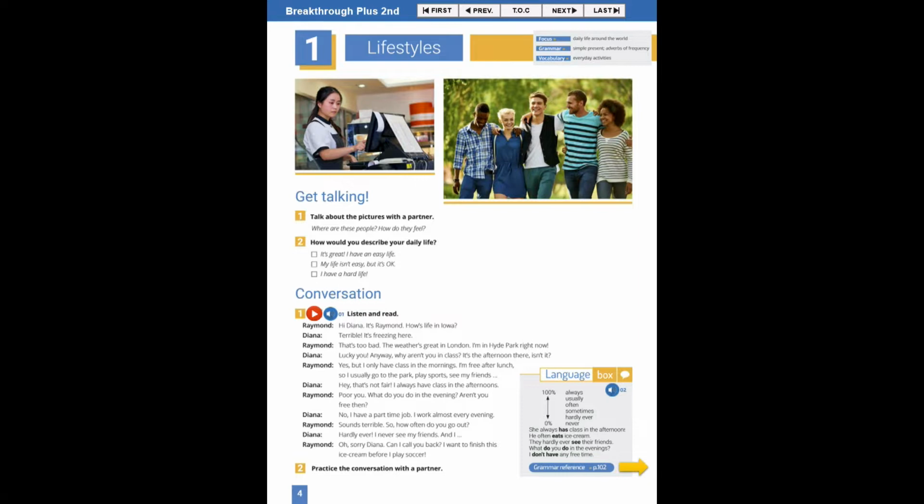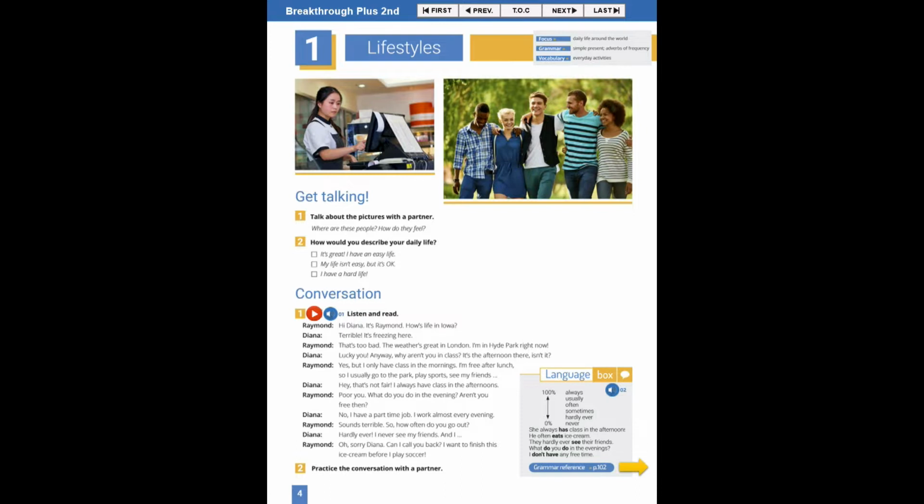Some grammar, we will look at simple present tense, how to use adverbs of frequency. Examples of adverbs of frequency are things like always, sometimes, once in a while. So we'll look at a few examples of frequency, how often you do something. Lastly, we'll look at some vocabulary, everyday activity vocabulary that you need to use to make better sentences.